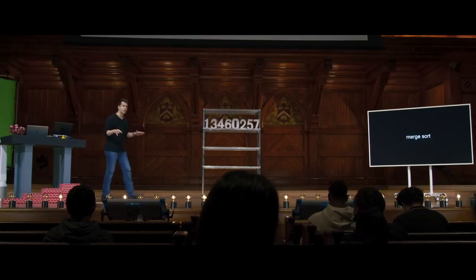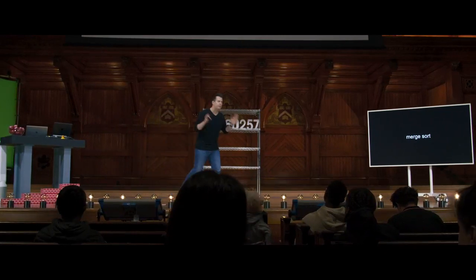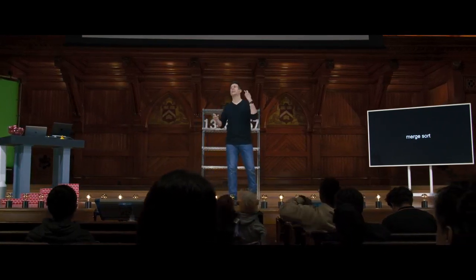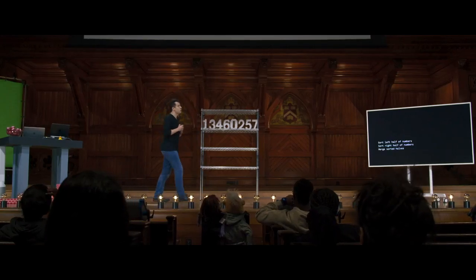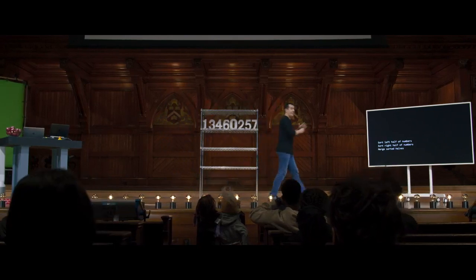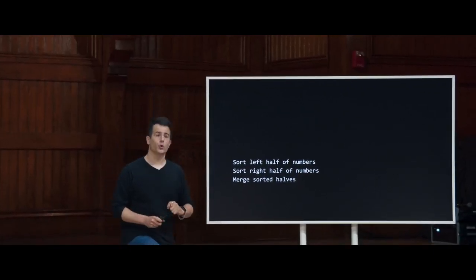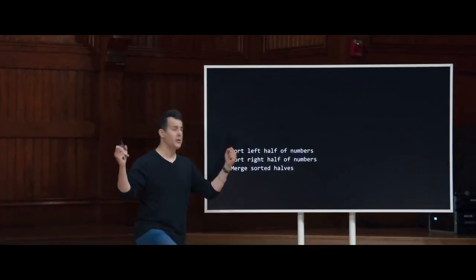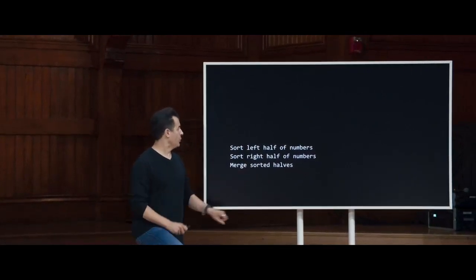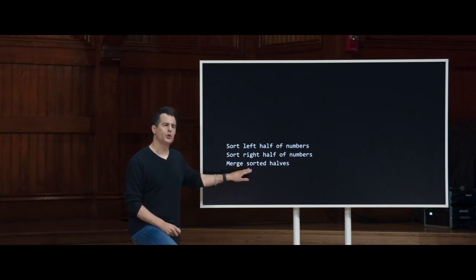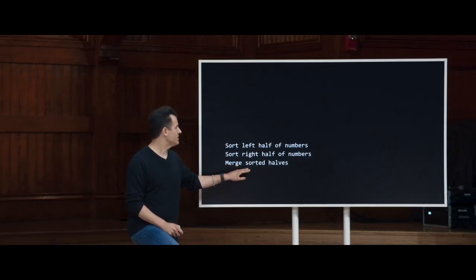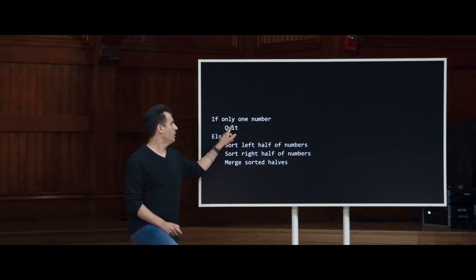And merge sort is an algorithm for sorting n numbers that I claim is going to be better than selection sort and bubble sort. It's got to be better, because that n squared was killing us. We want to get something lower than n squared. So merge sort's pseudocode essentially looks like this. And this is it. Merge sort says if you've got n numbers or an array of numbers, sort the left half of them, sort the right half of them, and then merge the sorted halves. And we'll see what this means in just a moment. But if there's only one number, just quit.